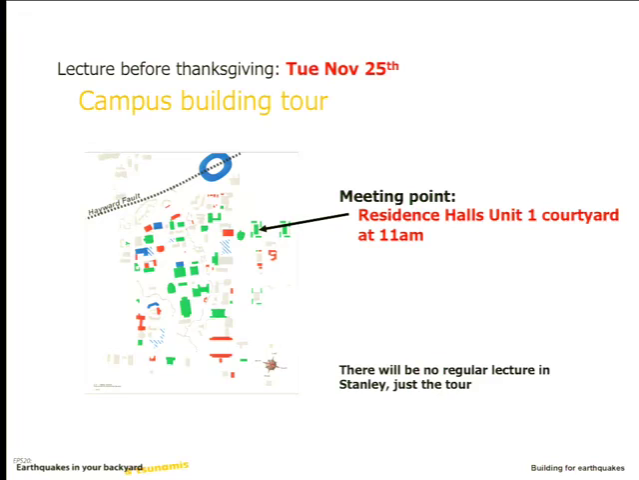On Tuesday, we will be doing a tour of campus. Today I'm going to talk about buildings and retrofitting buildings. On Tuesday, we're going to look at buildings that have been retrofit. So on Tuesday, everybody needs to meet at Residence Hall Unit 1 courtyard at 11 a.m. Usual lecture time. It's not going to be here. We're going to start over there.